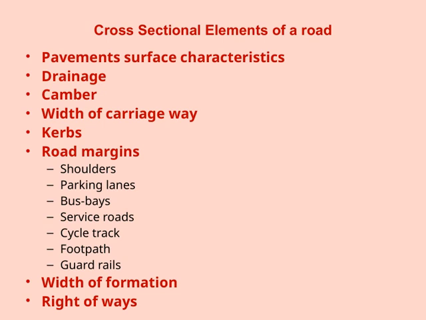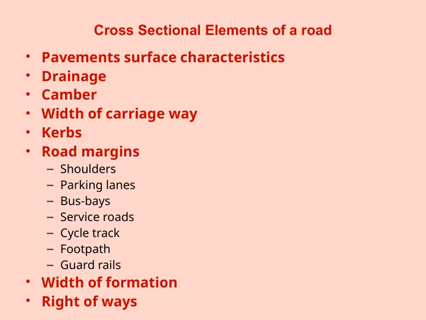Service roads run parallel to main roads, facilitating access to properties and reducing congestion on the main carriageway. Cycle tracks and footpaths are designated for cyclists and pedestrians, respectively, promoting safety and encouraging non-motorized transport. Guardrails are safety barriers installed at hazardous locations to prevent vehicles from leaving the roadway.